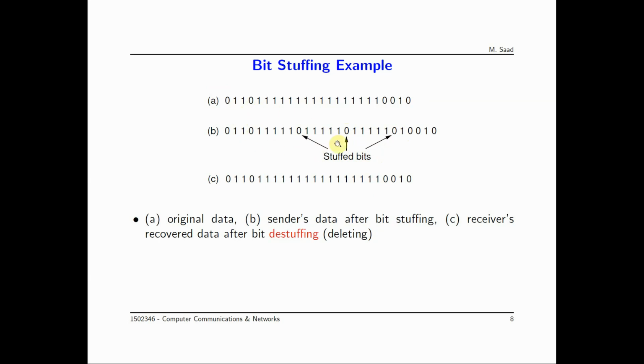So we have bit stuffing at the sender side, and bit destuffing, which is removing the extra zeros, at the receiver side, and we are all good.